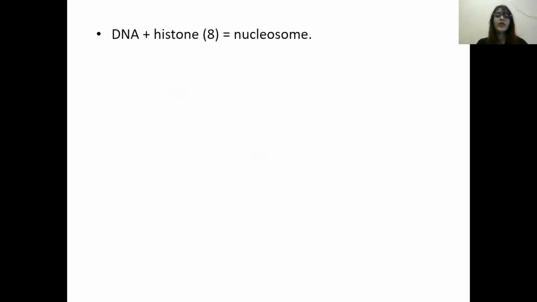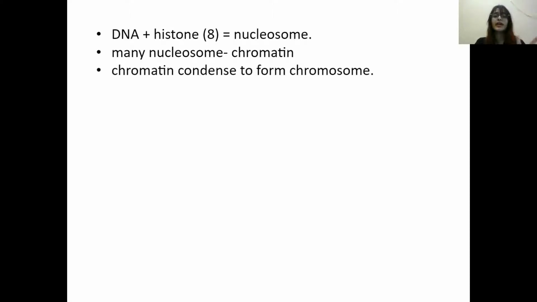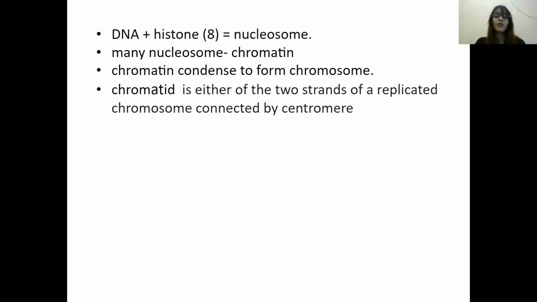So we all know DNA plus histones, or how many histones? Eight histone proteins. They form a nucleosome, and many nucleosomes form chromatin, and chromatin condenses to form a chromosome. A chromatid is either of the two strands of a replicated chromosome connected by the centromere. So see, this is a centromere, and this whole structure is called a chromosome, but a single arm is called a chromatid.